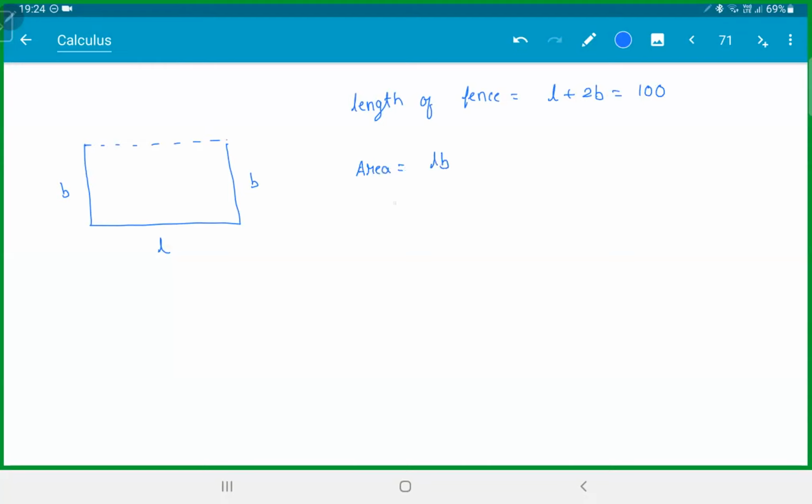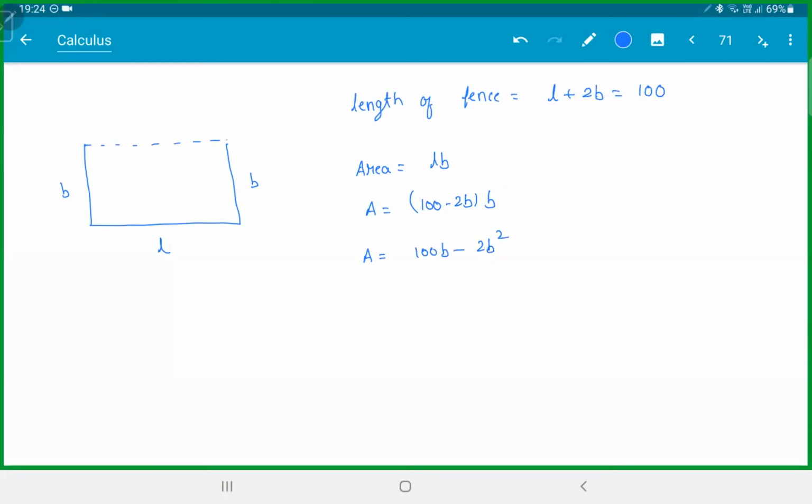So how do you start this? You just need to make a rectangle with 3 sides. Let the length be L, let the breadth be B, and the other breadth be B. The length of the fence is nothing but the perimeter, so L plus 2B is equal to 100. The area, even though the fourth side is not there, is still L into B. So L will be 100 minus 2B, into B. So we got area A is 100B minus 2B square.